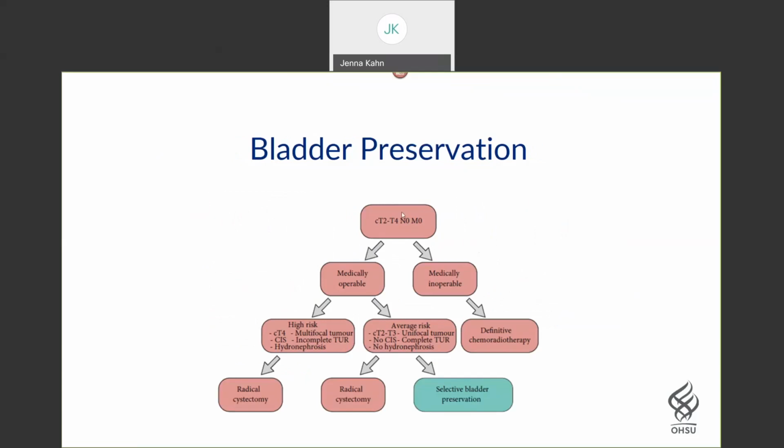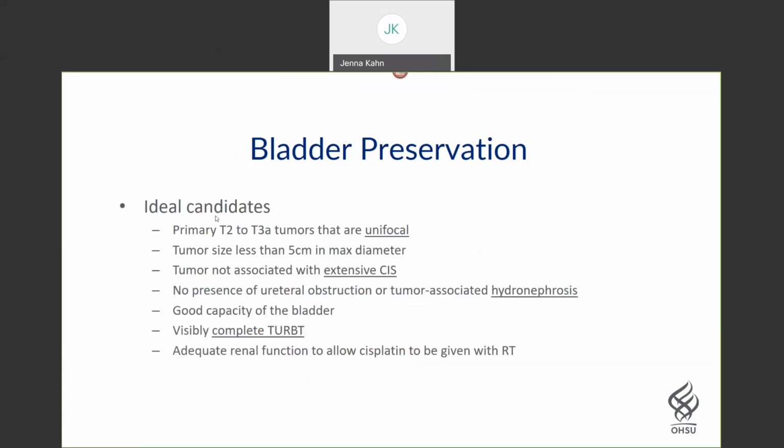When we talk about bladder preservation, we kind of covered this already, but the ideal candidates are primary T2 to T3 tumors that are in one area, or unifocal, with tumor size less than 5 centimeters in maximal diameter, not associated with extensive CIS, and no presence of ureteral obstruction or tumor-associated hydronephrosis. You want to have good capacity of the bladder, good bladder function, and visibly complete TURBT, as well as adequate renal function to allow for the chemotherapy given with the radiation.